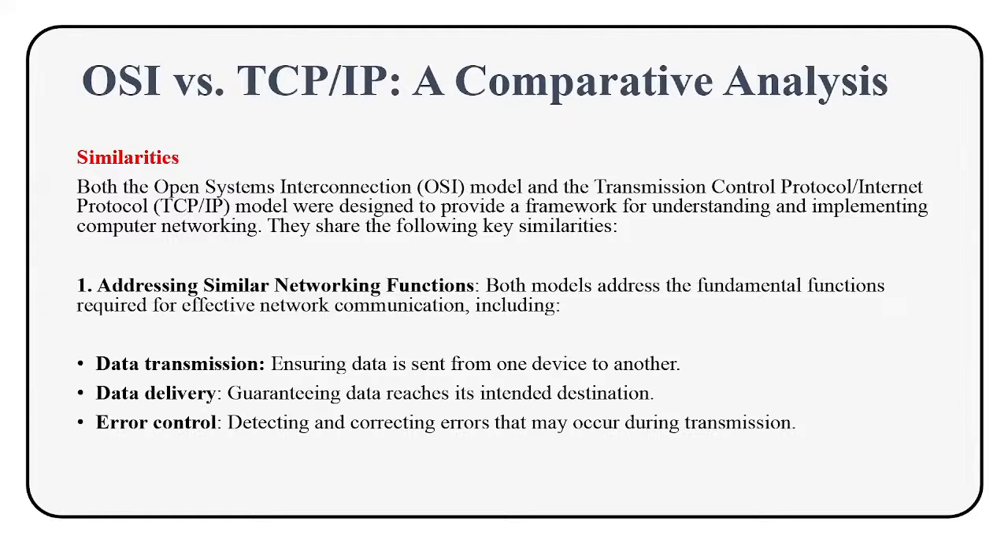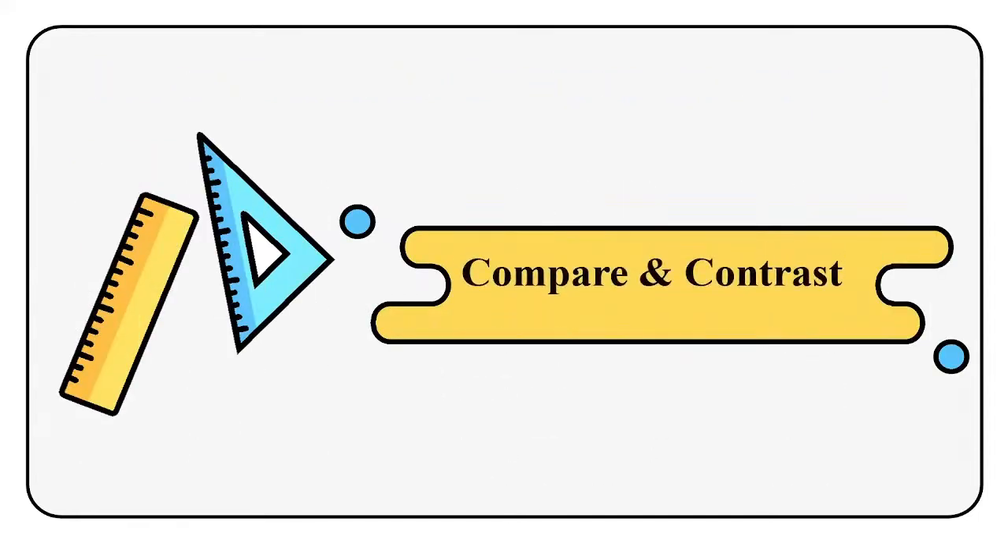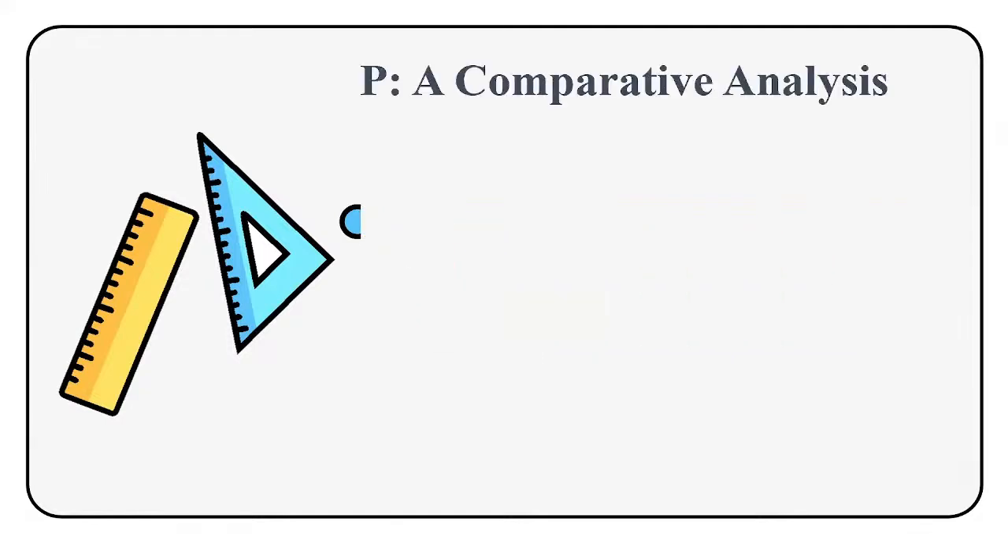So all these functionalities are actually taken care of in both of them, either the OSI or the TCP/IP, because these are all similarities. The flow control, managing the rate of data transmission to prevent congestion. So these are the similarities. Now let's compare and contrast these models in very detail.